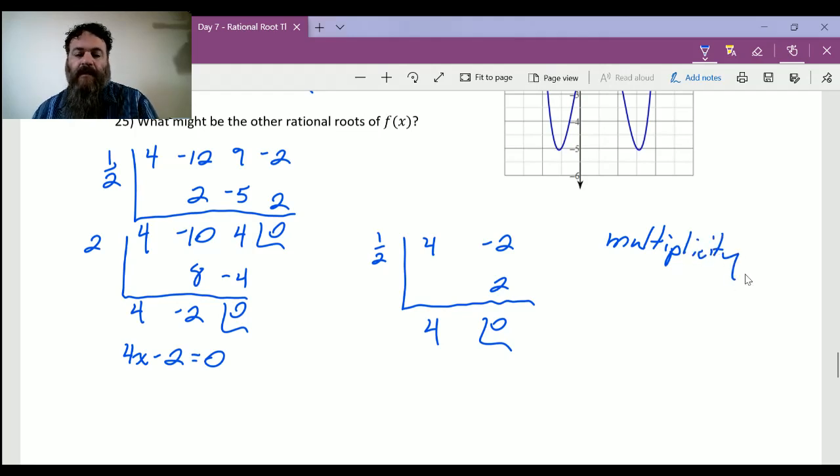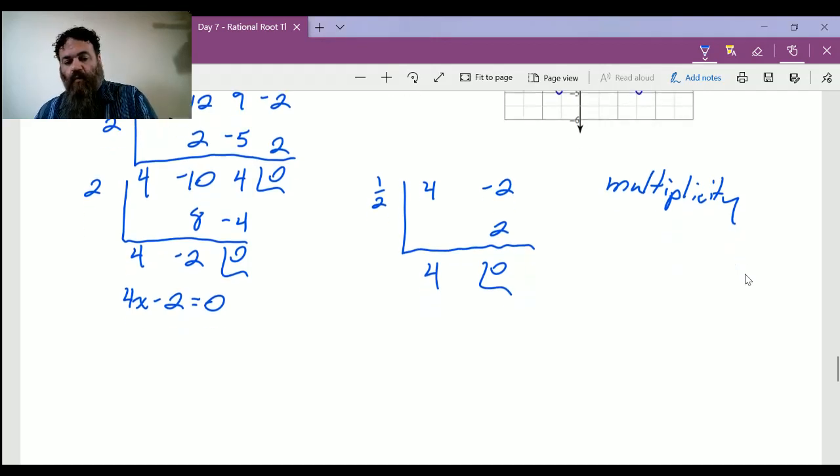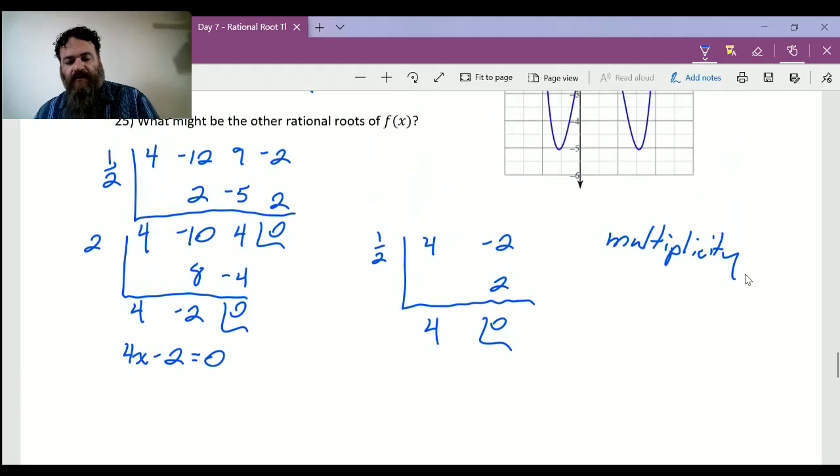Multiplicity says that we can have the same root show up more than once. So what you've got here now is, what was the first one we said? -1. We have 1/2, and 1/2 happened twice. And then you've got the number 2.